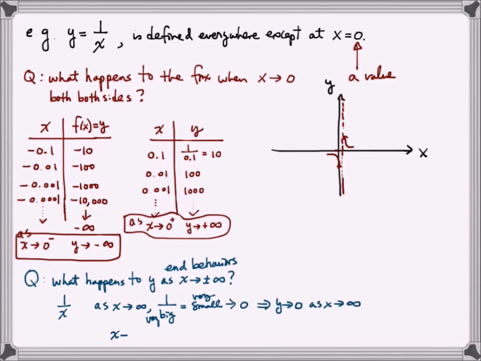On the other hand, as x goes to negative infinity, we will be using 1 over a very, very big number. So this is going to go to 0 as well. So that means y goes to 0 as x goes to negative infinity.